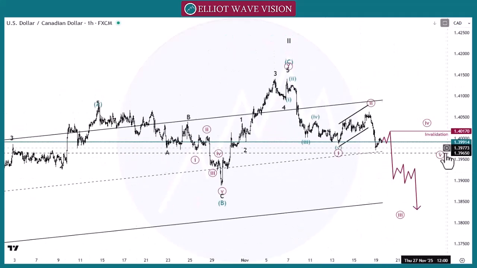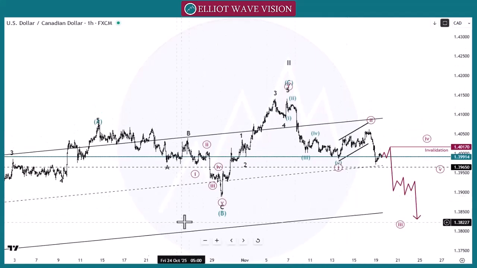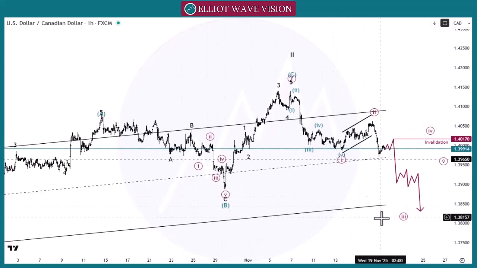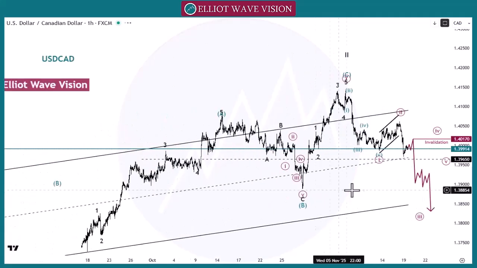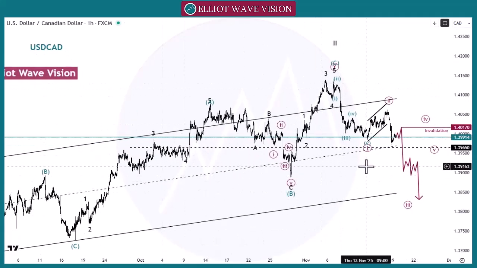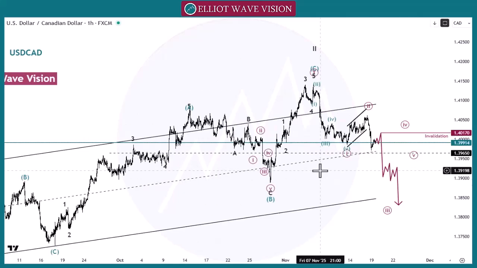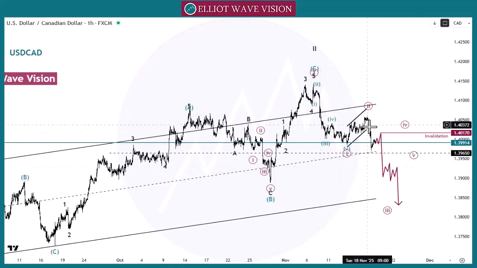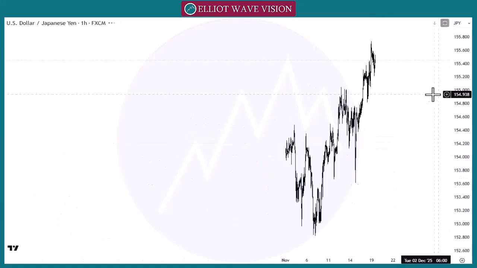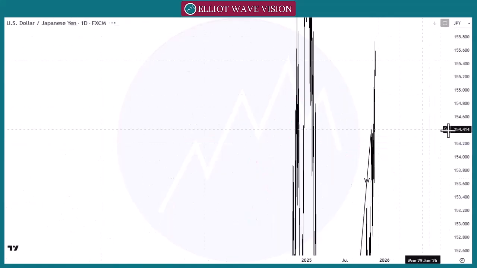If we check another possibility, we count like W, X, Y, X and Z. In that case also, A, B and C, the last leg may be pending here. So we need to follow the classic trading level pattern. So let's check this Japanese yen in the daily time frame.